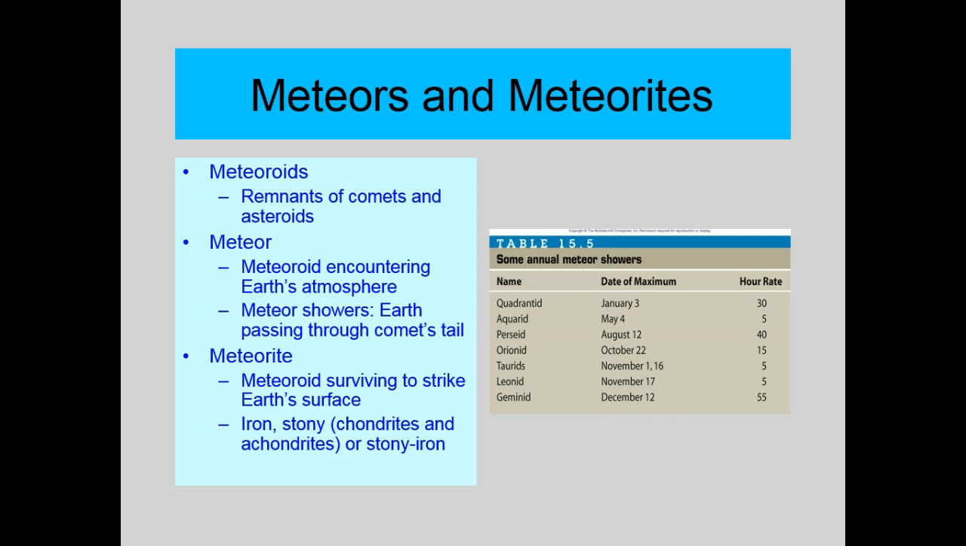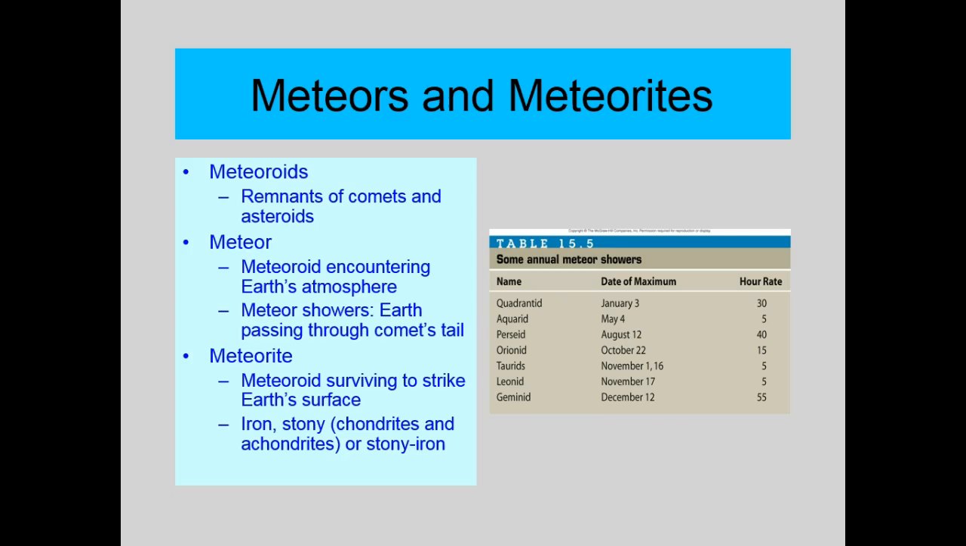One every minute and a half. Okay, about 40 per hour. Okay, about one every minute and a half. So that was about one every minute. Okay, Orion is... I know where Orion is. That's my favorite constellation. I can pick it out. And on October 22nd, that's about one every 4 minutes.